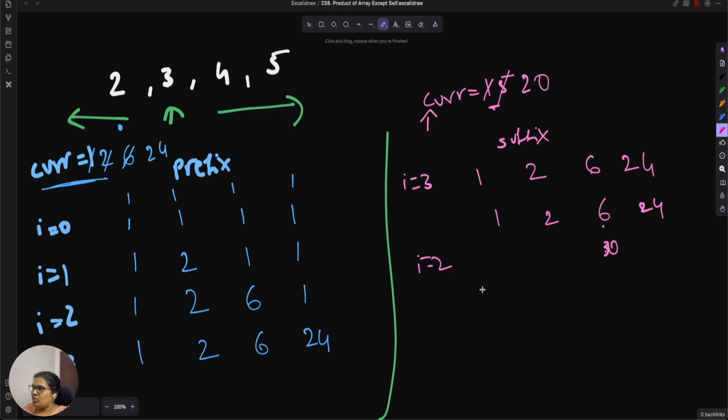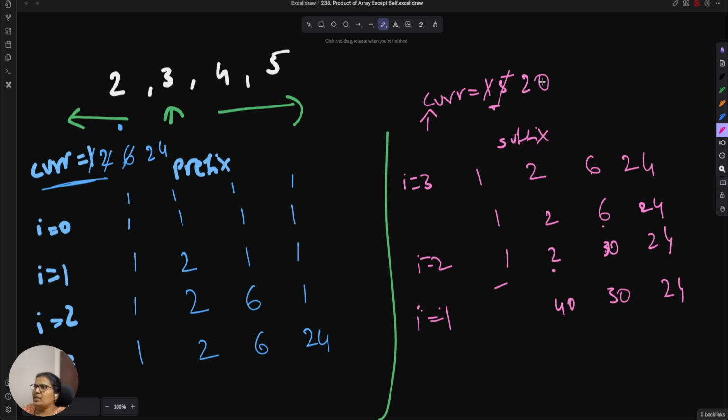Now when i equals 1, this is already processed. In this iteration, we didn't touch these two. So this will carry as is, and we are finding the value here. So this would be the product of all the suffixes, which is 20, and the product of all the prefixes, which is 2. So 40. And let's update the product of suffixes as well.